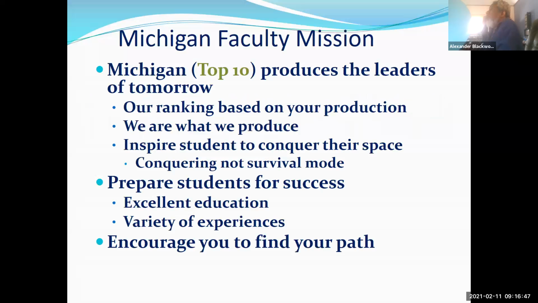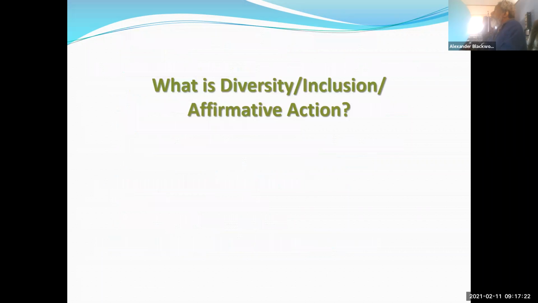All right, let's think about us. We're Michigan. What's our mission? Well, we're a top 10 school. Our ranking is based on our production. Well, what do we produce? We inspire students to conquer the space. We prepare students for success. We offer excellent education, a variety of experiences, and we encourage them to find their own path. Next. I'm sorry, but we are elite. And I never want us to not consider ourselves elite. I'll address that a little later.